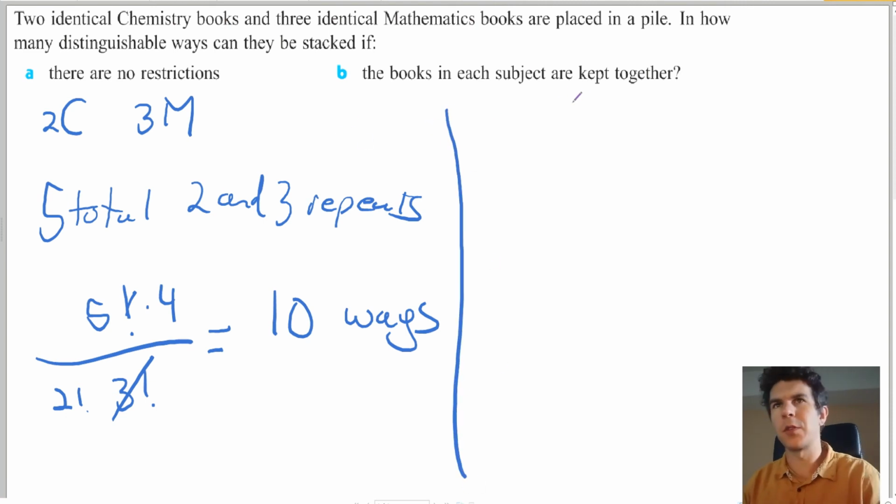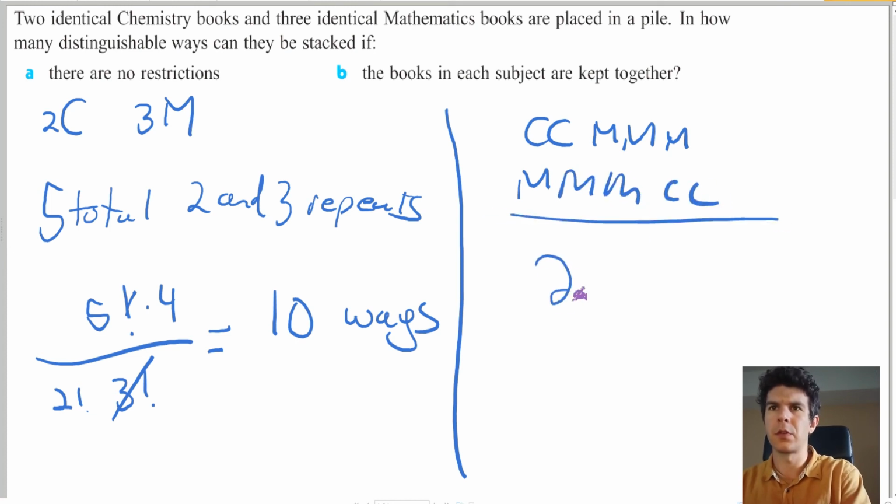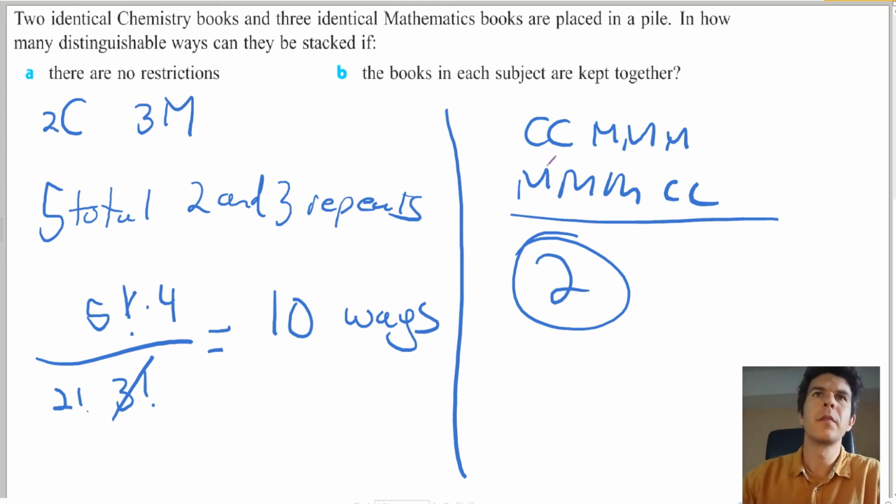If the books of the same subject are kept together, what we end up having is just 2 objects. Because the 2 C's have to be together, it can either be C, C, M, M, M, or M, M, M, C, C. And so just 2, that's it.